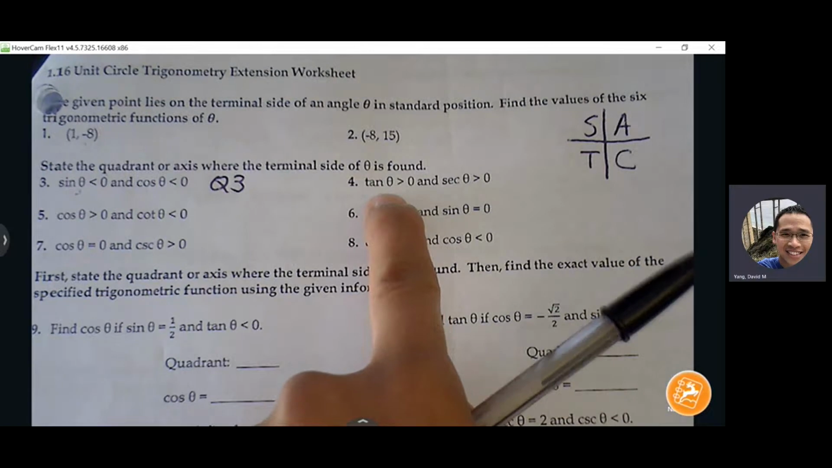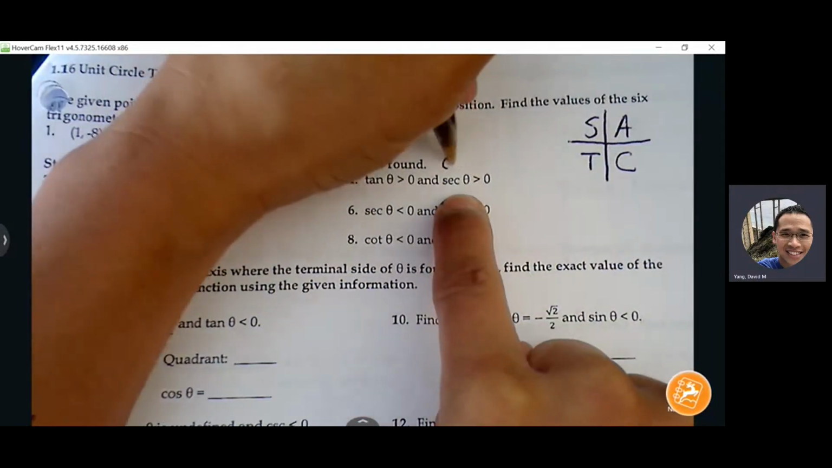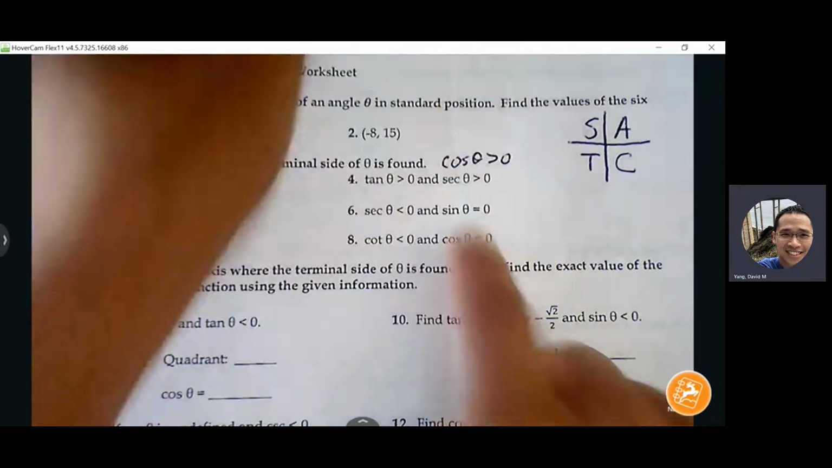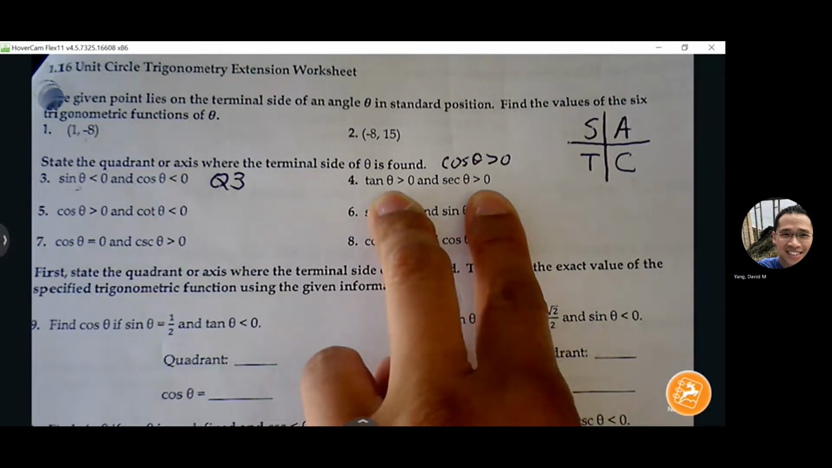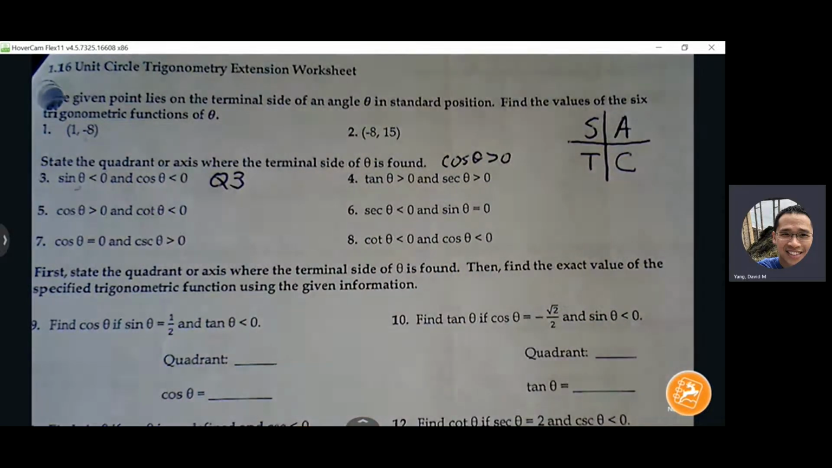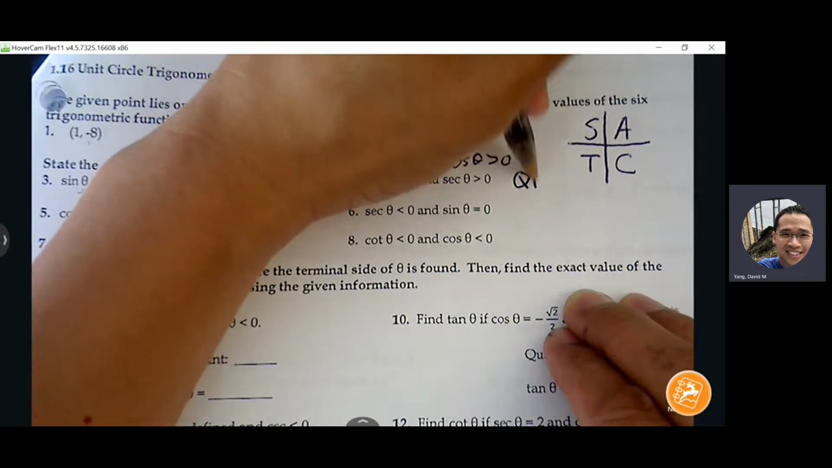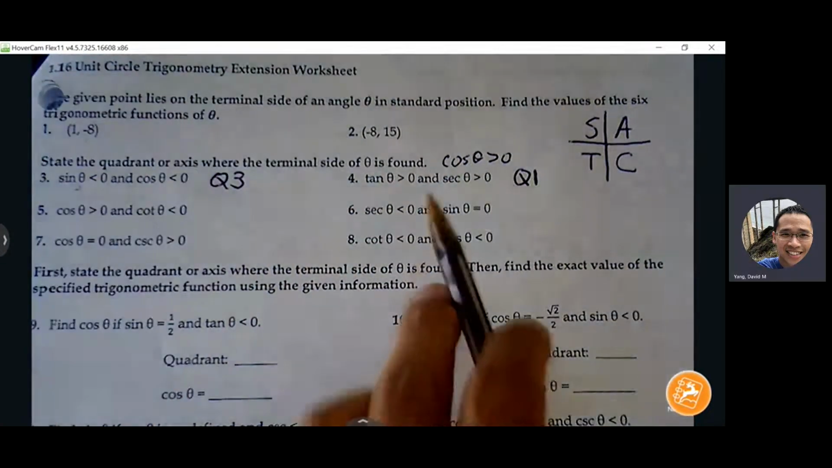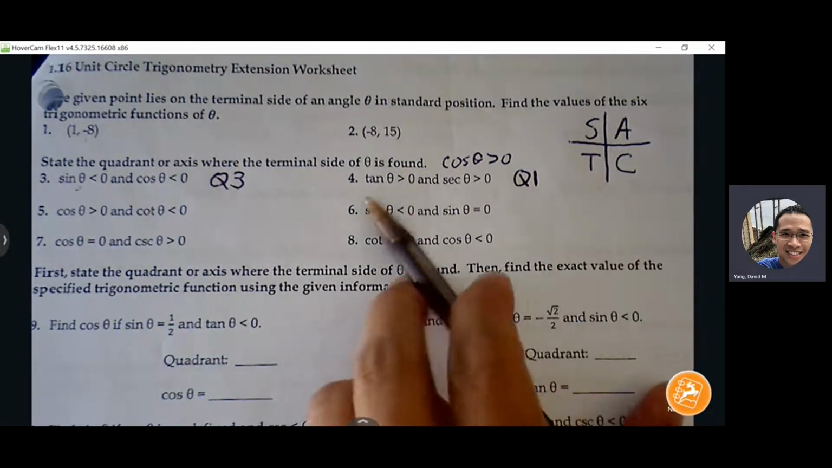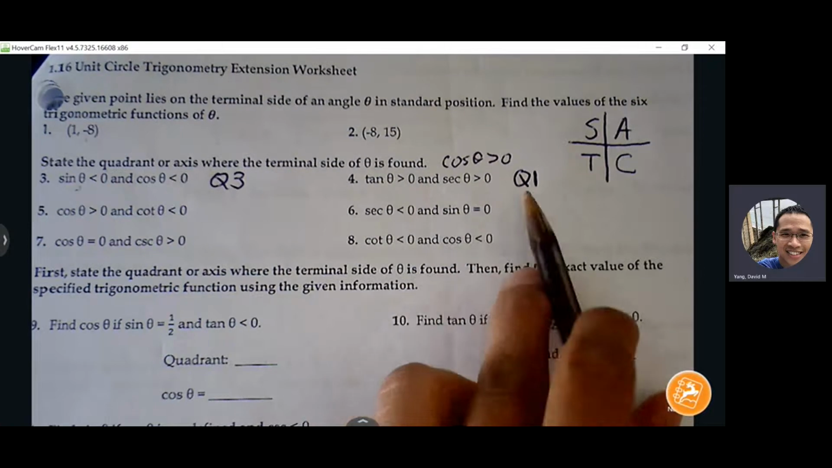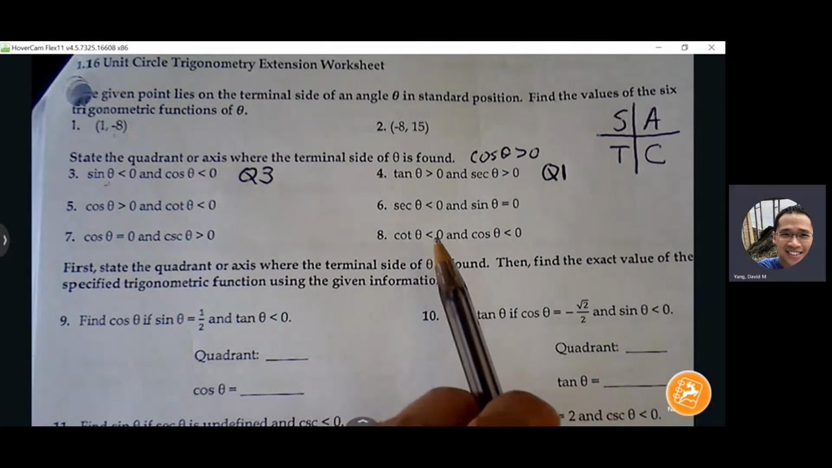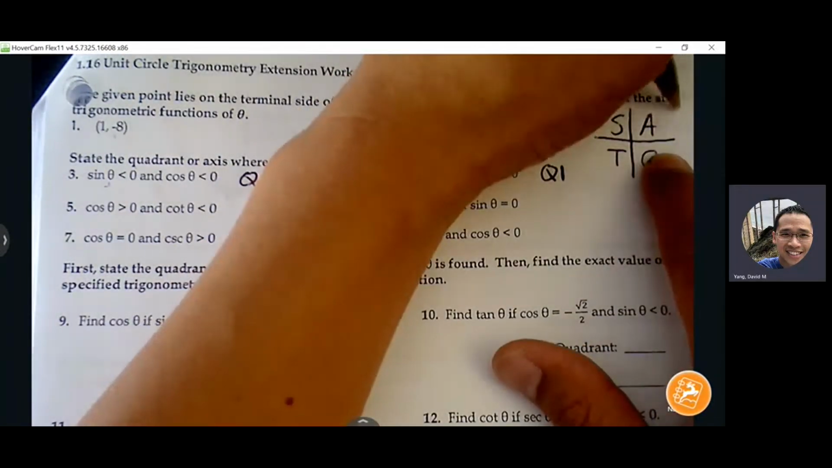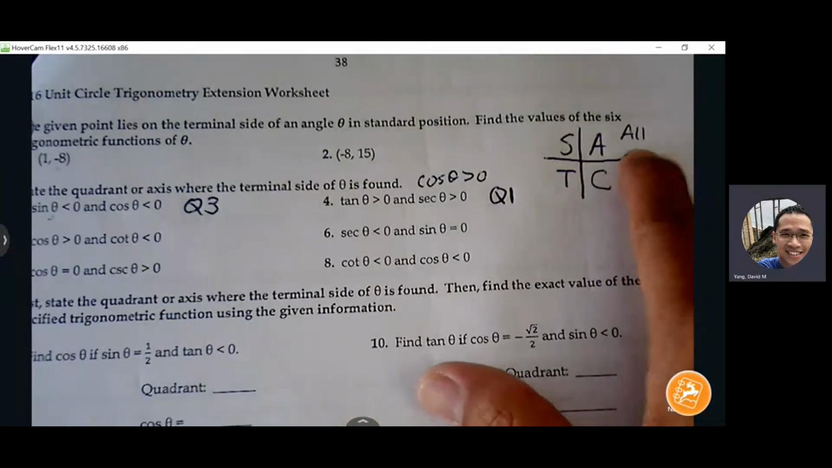Tangent is positive and secant is positive. So for secant, I'm just going to put cosine because cosine feels more recognizable. So tangent is positive and cosine is positive. Yes, quadrant 1 is there. I think that's the only one, right? Because we're not going to be able to get these two to both line up to be both positive. Yep, so just quadrant 1. Oh yeah, A means all. All the trig functions are positive in the first quadrant.